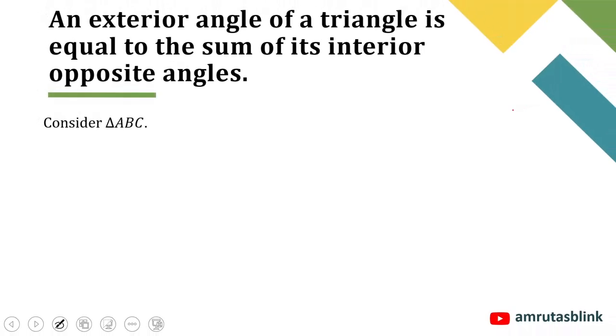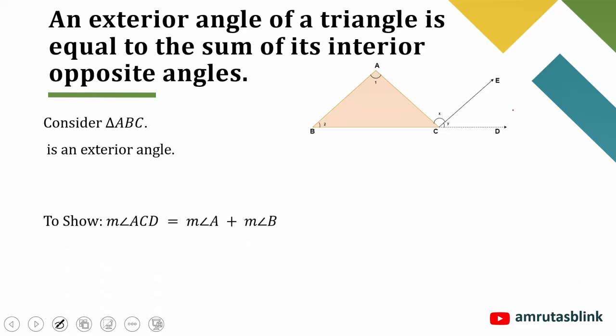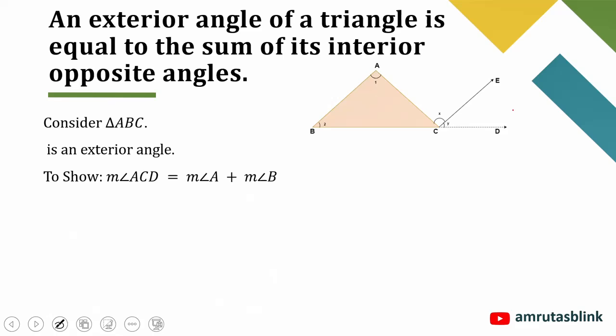An exterior angle of a triangle is equal to the sum of its interior opposite angles. Consider triangle ABC. Here in triangle ABC, angle ACD is an exterior angle. So what we need to show is that the measure of angle ACD is equal to the measure of angle A plus the measure of angle B. In order to prove this theorem, from point C we will draw a line CE which is parallel to BA.